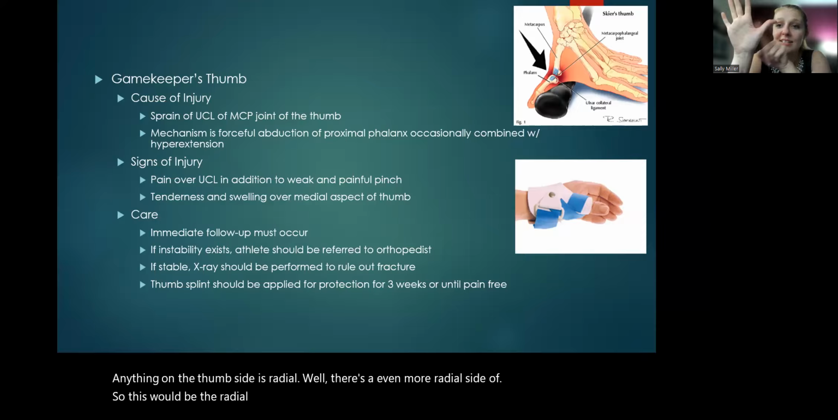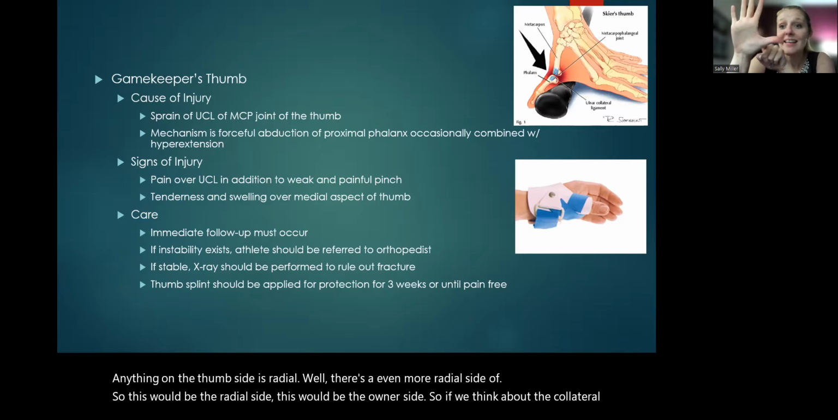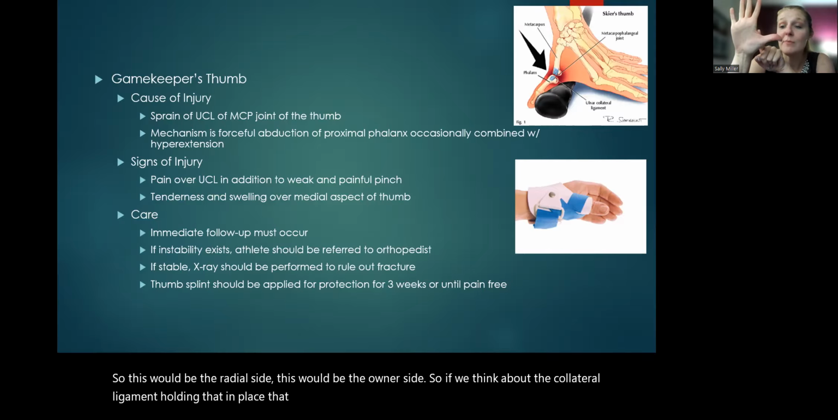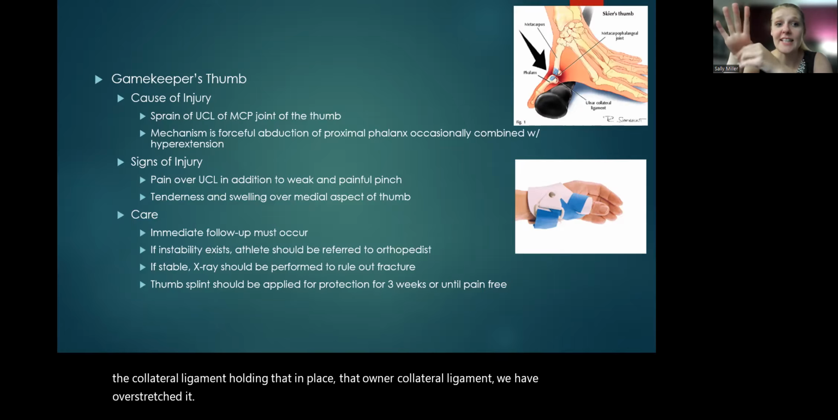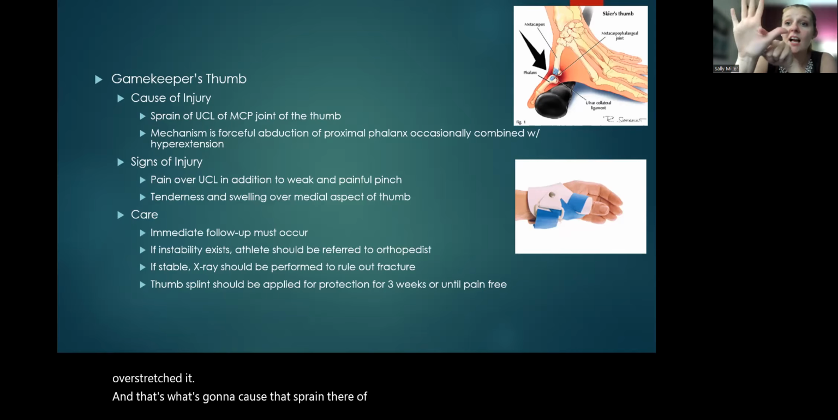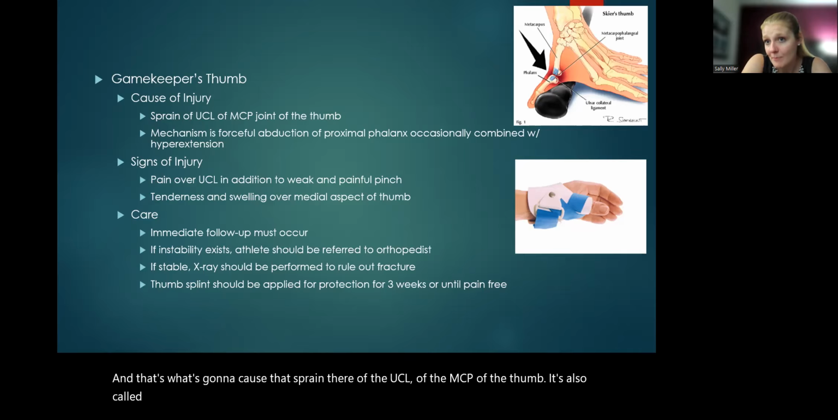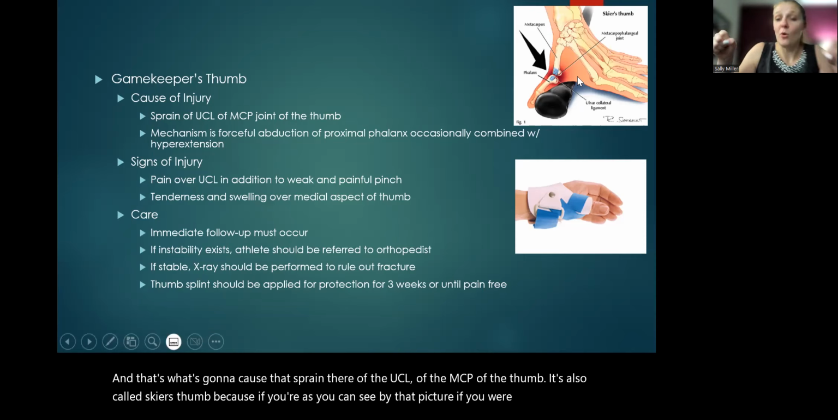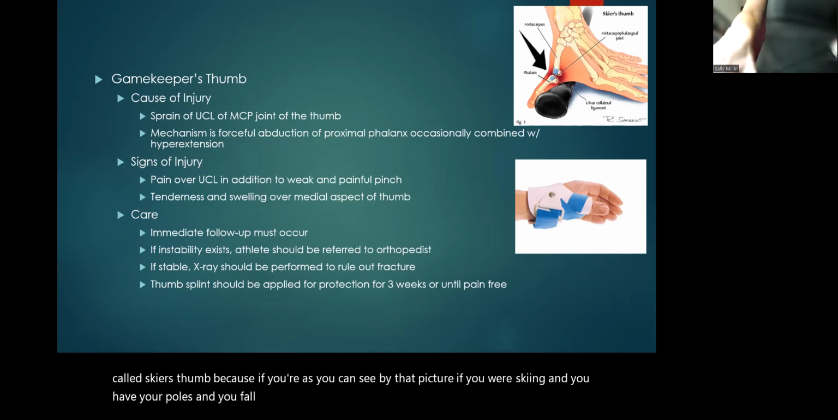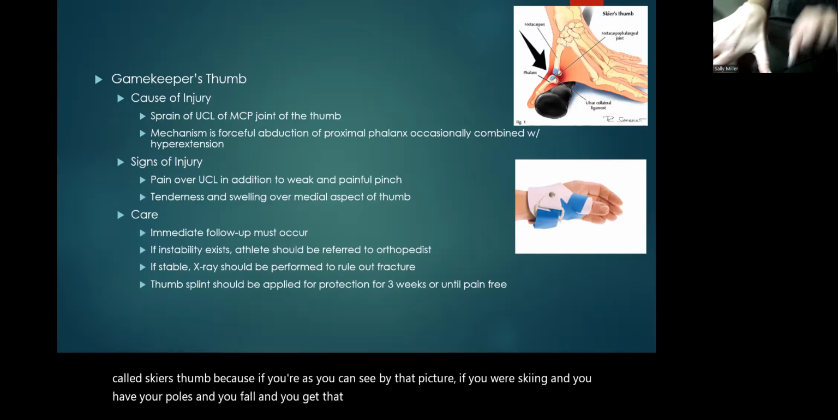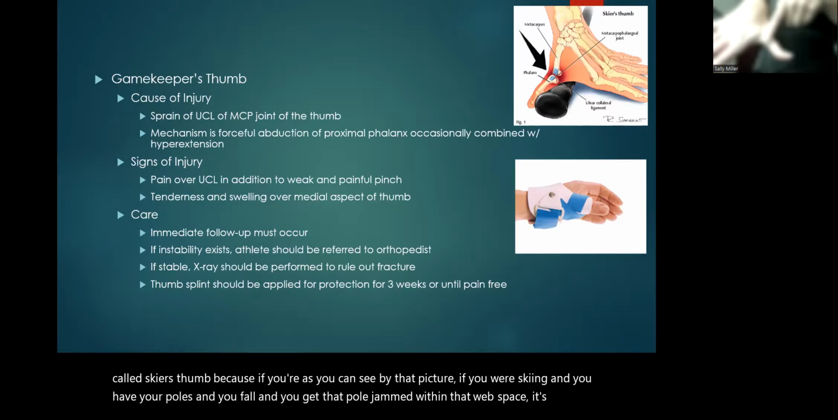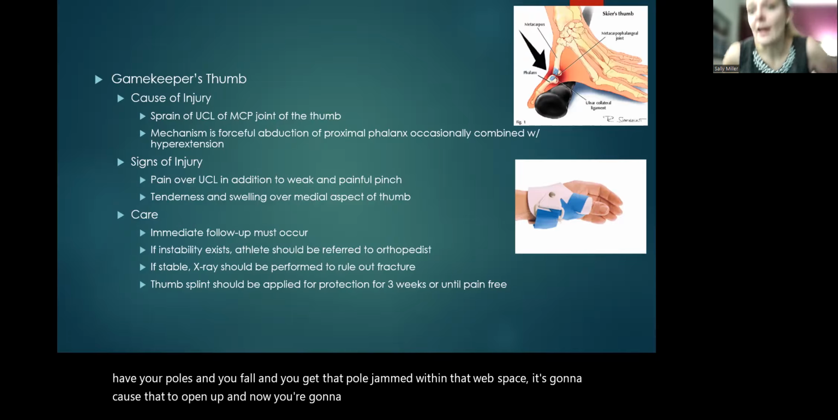This would be the ulnar side. So if we think about the collateral ligament holding that in place, that ulnar collateral ligament, we have overstretched it. And that's what's going to cause that sprain there of the UCL of the MCP of the thumb. It's also called skier's thumb because, as you can see by that picture, if you were skiing and you have your poles and you fall and you get that pole jammed within that web space, it's going to cause that to open up. And now you're going to have a sprain of that UCL.